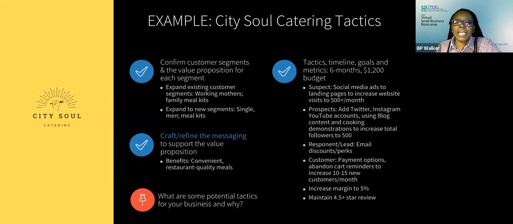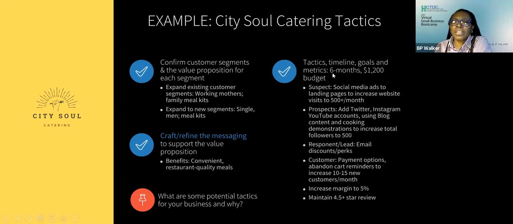So this is what the catering company decided to do. They could continue with the existing customer base. And then they decided, well, I'm going to try some things for the single men that they picked up from the survey. They stay with the same benefits, but they're going to focus on the convenience and the restaurant quality.